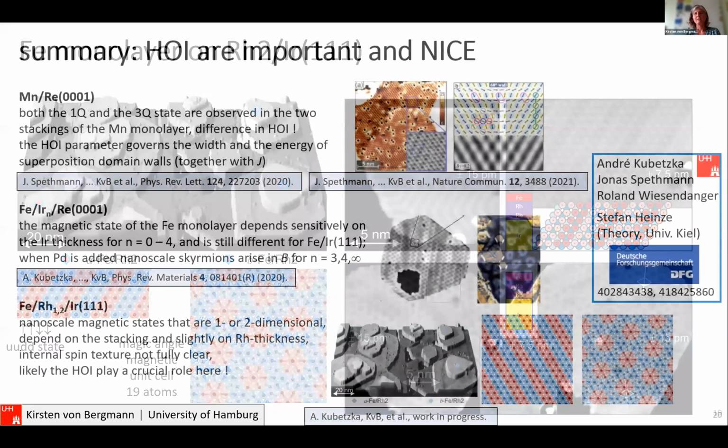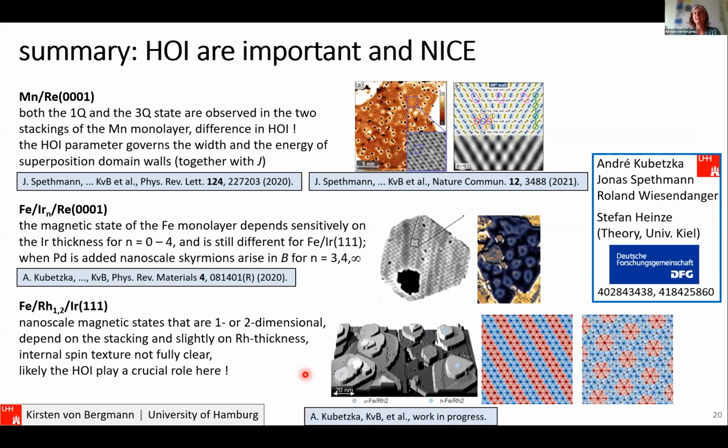And with this, I come to the conclusions that higher order interactions are important on the atomic scale, and they really give rise to very interesting magnetic states, and changing only details like layer thickness or stacking can have a large impact on the details of the magnetic states.